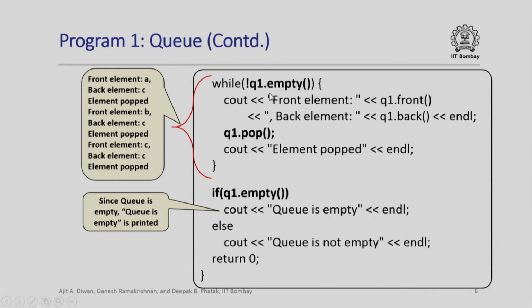We continue looking at this. While the queue is not empty, we will output the front element, that is q1 dot front. The back element is q1 dot back. We will pop the front element. Please note that q1 dot front only permits us to examine the front element. To remove it from the queue, we have to use pop. Now, this will be done repeatedly till the q1 turns out to be empty. If q1 is empty, indeed we will say q is empty, otherwise we will say q is not empty.